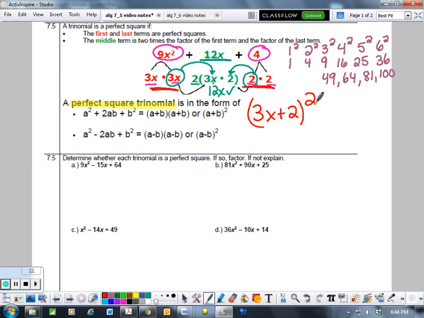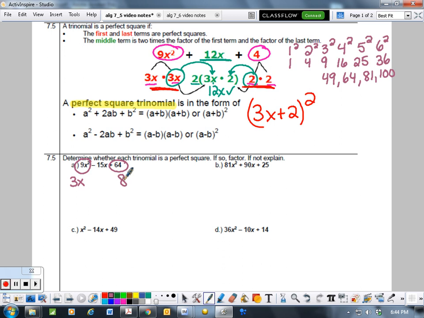It's useful because if you can notice that pattern of perfect squares, it makes your life a little bit more simple. So let's go ahead and check if these are perfect squares. If so, we're going to factor them. If not, we're going to explain why they're not perfect squares. So let's look here. This is really 3x times 3x, and this is really 8 times 8.